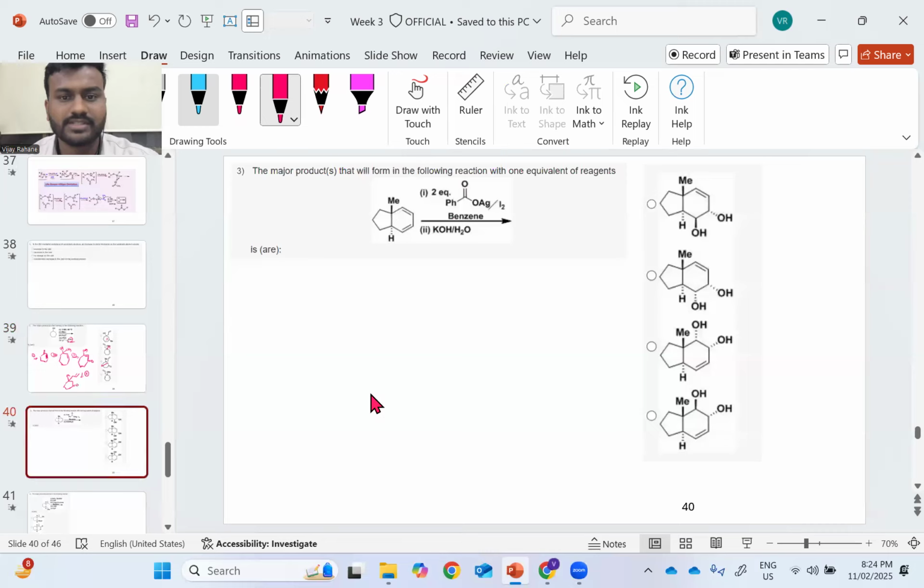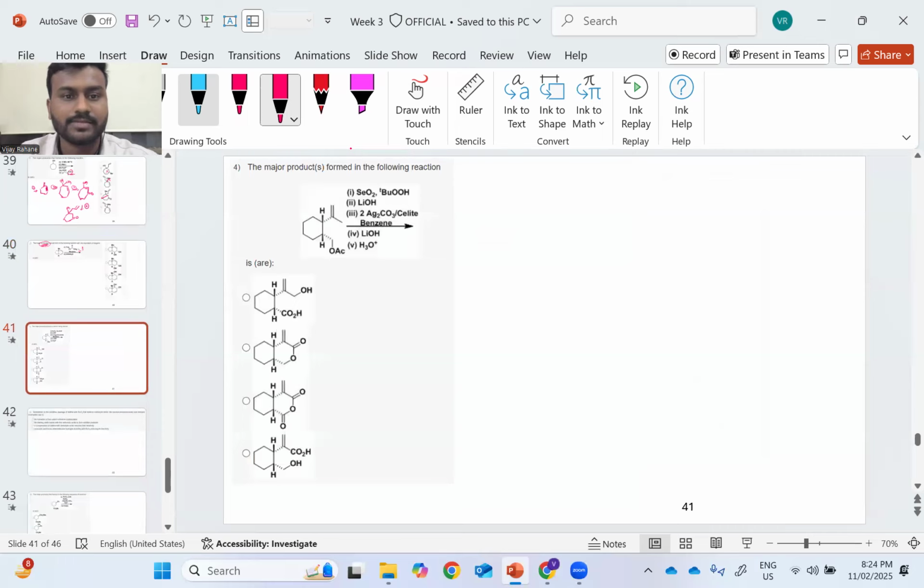The next question is the major product formed in the following reaction with one equivalent of the reagent. So one equivalent of the reagent is given, and here also you have to see the product or products. It will be a multiple choice also. It can be two equivalents of silver benzoate and iodine. So this is the Prévost oxidation, and it will give the anti-diol, so you have to keep that in mind.